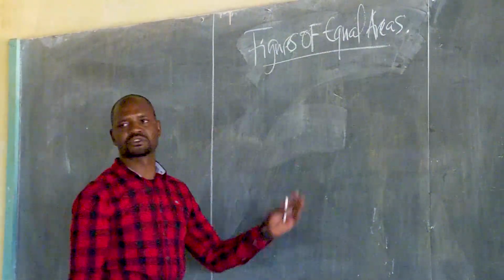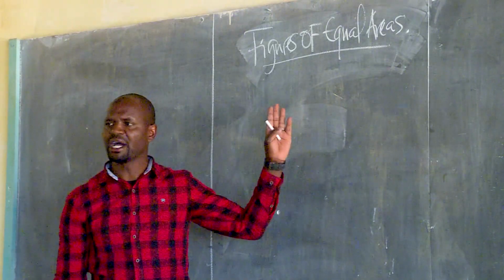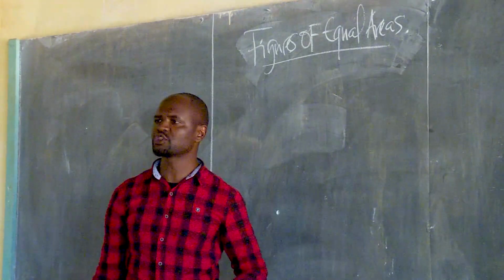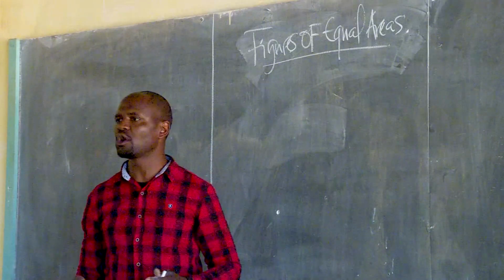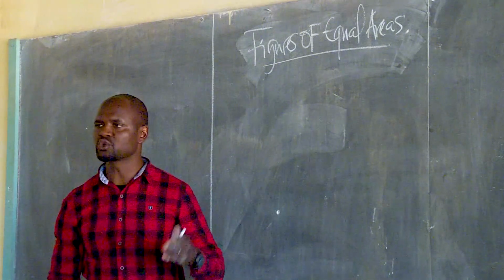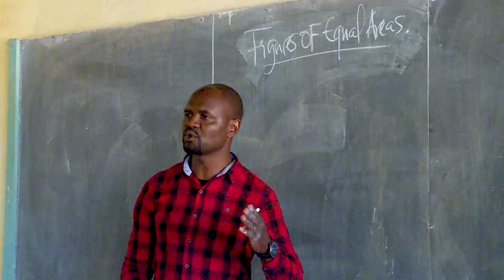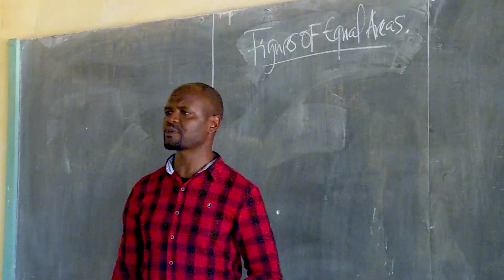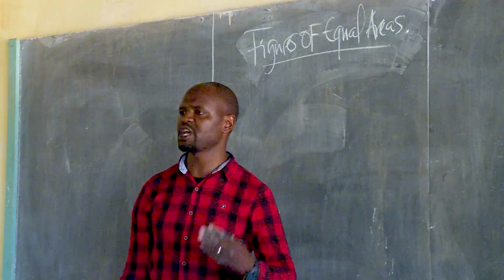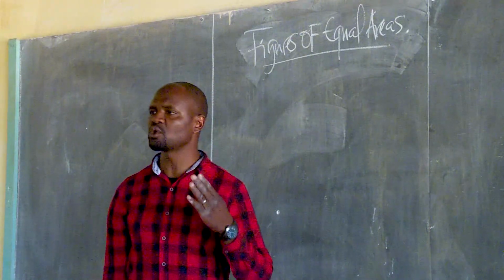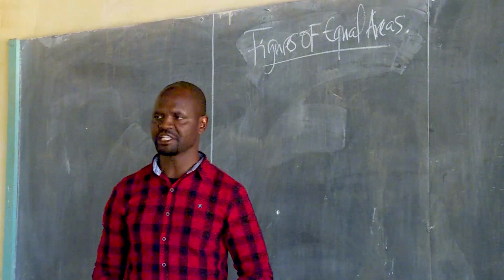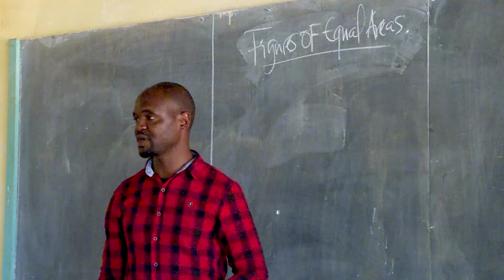So in this case, by the end of this lesson, I expect you to draw a triangle without difficulties, to change a triangle into a rectangle with less problems, and finally to change a rectangle into a square without difficulties. Are we together, class?